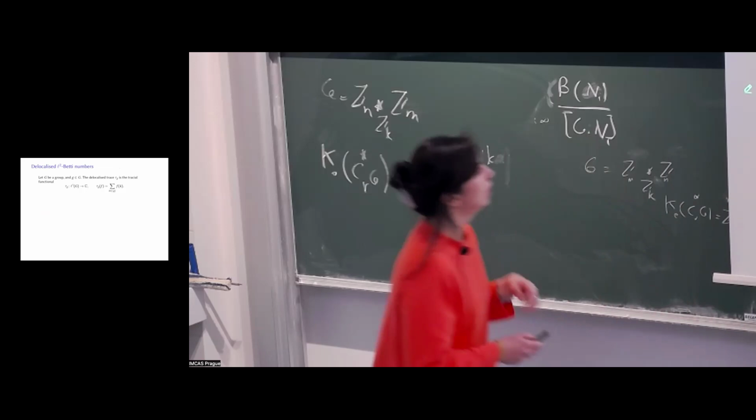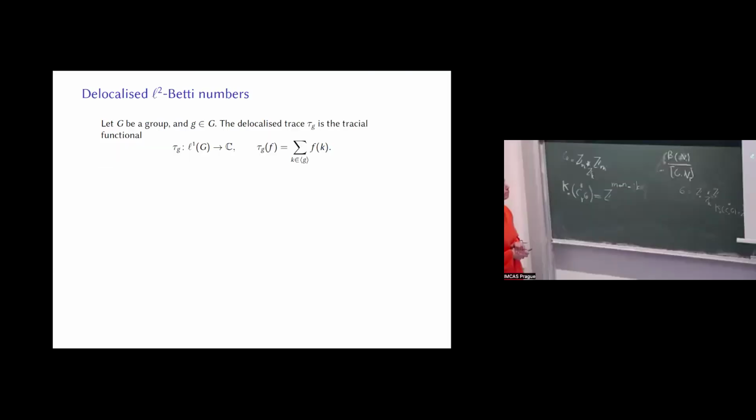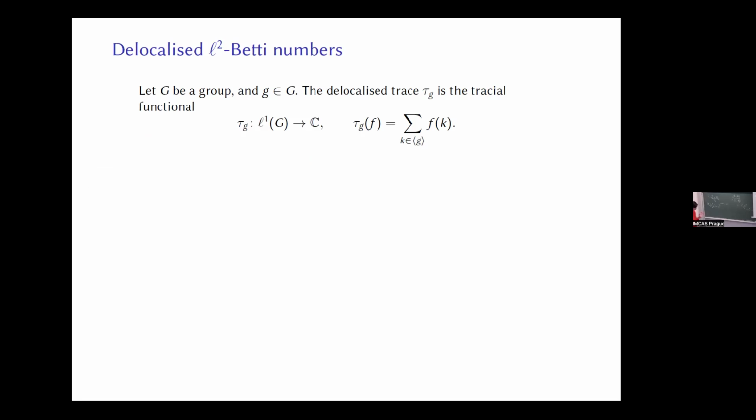So now, in the last part, I would like to give a different application of what we have seen so far, and that is going to be about trace pairing with respect to different traces than the canonical trace that I mentioned at the beginning. So what are these traces?